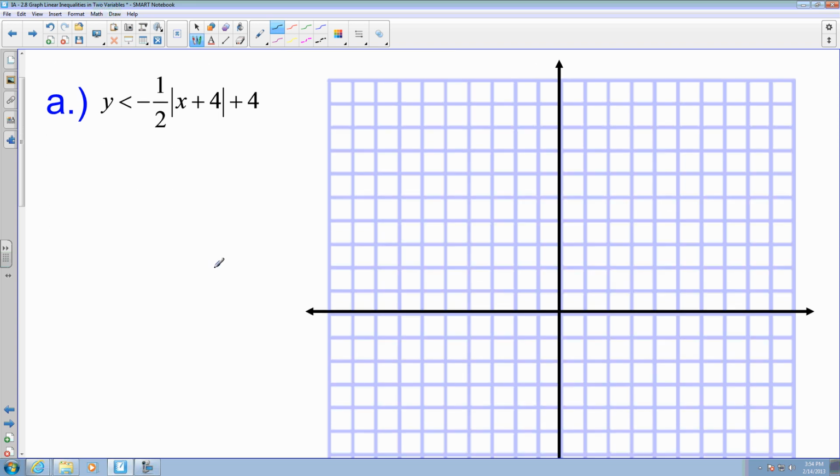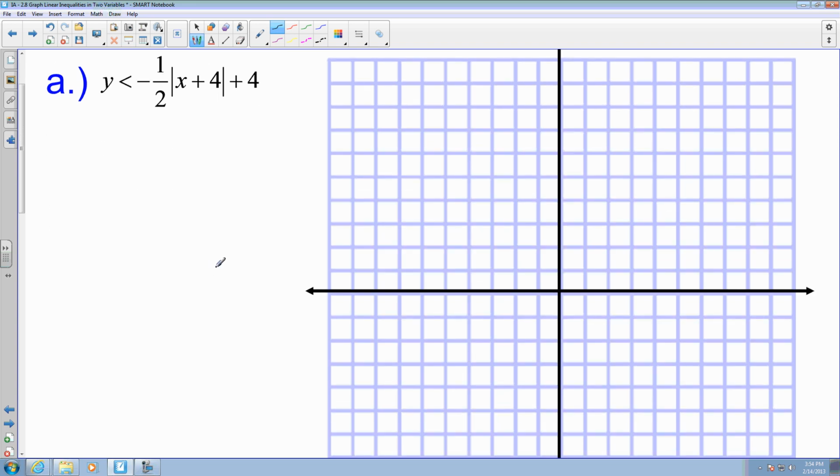A new little wrinkle here is now we're going to use absolute value. Absolute value was graphs that we worked in the section prior. And again, originally our point starts at 0, 0, but if you look here, we're going to have some shifting involved. We're going to shift 4 units to the left, 1, 2, 3, 4, and then 4 units up, 1, 2, 3, 4. So our new vertex in this case is going to be located at negative 4, 4.